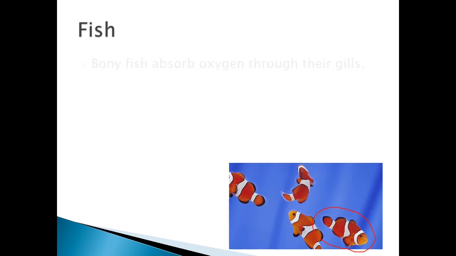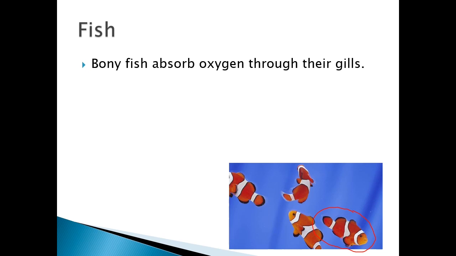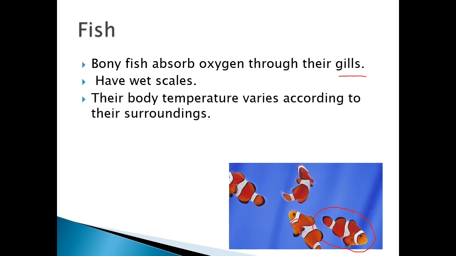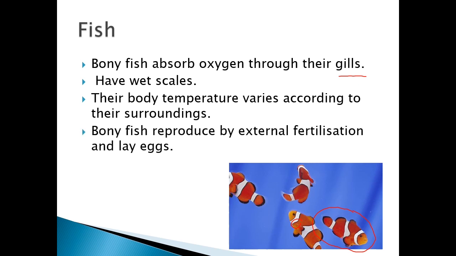But we have a fish here. They absorb oxygen through their gills. Normally around here you see the gills on the fish. They have wet scales, unlike the reptiles which have dry scales. Again, their temperature constantly changes. They also reproduce externally and lay eggs. So the female fish might lay eggs in the water, then the male fish comes along, puts the sperm cells on top, and then the eggs get fertilized. So that is what happens with these fish.